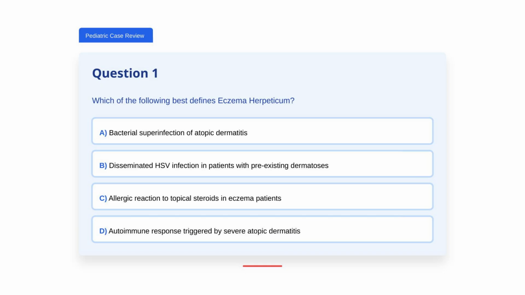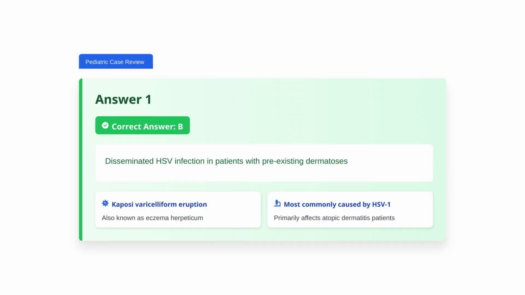Let's begin with a fundamental question. Which of the following best defines eczema herpeticum? Is it a bacterial superinfection of atopic dermatitis, a disseminated herpes simplex virus infection in patients with pre-existing dermatosis, an allergic reaction to topical steroids in eczema patients, or an autoimmune response triggered by severe atopic dermatitis? The correct answer is B.